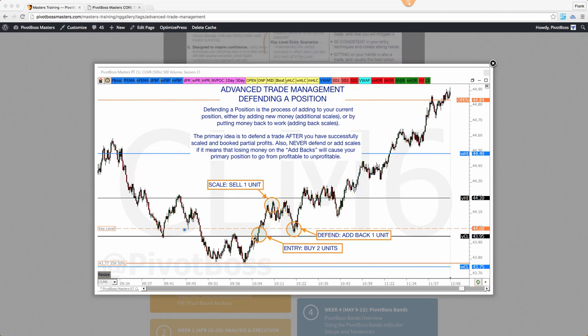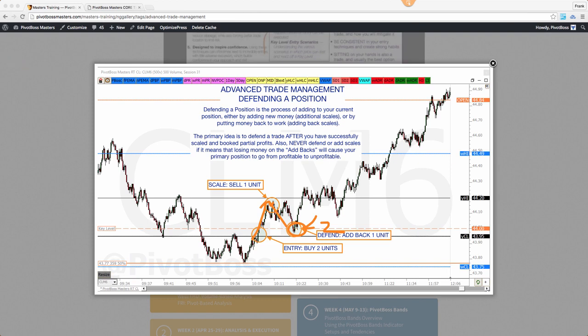So each one of these here, let's go a little lower. Right here, that's a defense area, right? Here, that's a defense, but it goes a little lower too. It's not a perfect science, right? It's just those are the defense areas. So when you get into a trade, you want to get out at a T1 quickly, relieve that risk, and when price pulls back, you engage the market and defend by adding another unit back. So now you're back to 2 units right here.